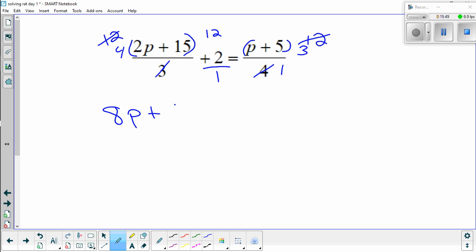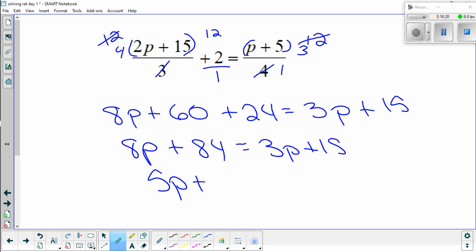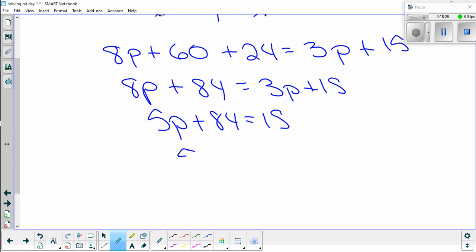8p plus 60. That's scary. Plus 24. Oh, I have an answer that I try to avoid as a teacher. I try not to have 420 as answers, and I try not to have this as an answer. Because y'all are going to be like, oh, and then it's awkward for me as a mom. So you'll see in a second. 8p plus, is it 84? Does that look right? Equals 3p plus 15. Oh, here it comes. 5p plus 84 equals 15. And yes, if you subtract 84, you get negative 69.